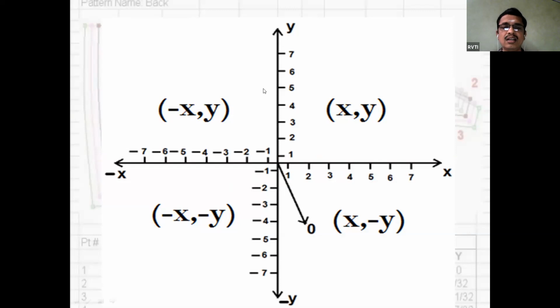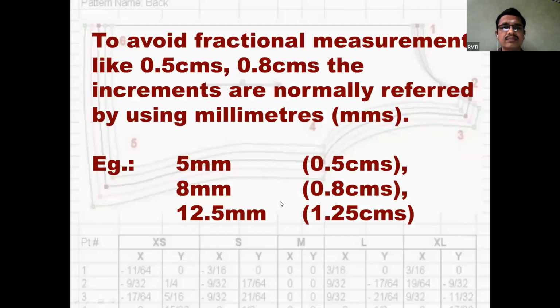See this figure here. This is plus x plus y direction, minus x plus y direction, minus x minus y direction, plus x minus y direction. The increment may come in plus or minus also, that we'll discuss. By this direction you have to know. This direction is plus y, downwards is minus y. This is plus x, this is minus x. That you have to understand. So vertically upwards is plus y, vertically downwards is minus y, the right side is plus x, and the left side is minus x. You have to understand.